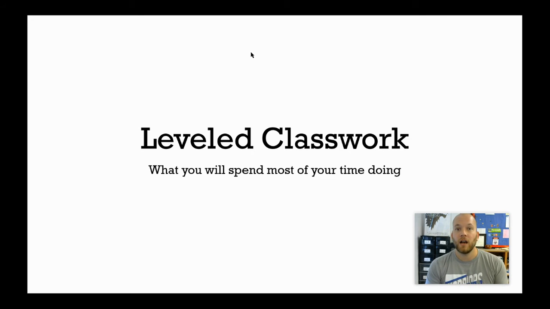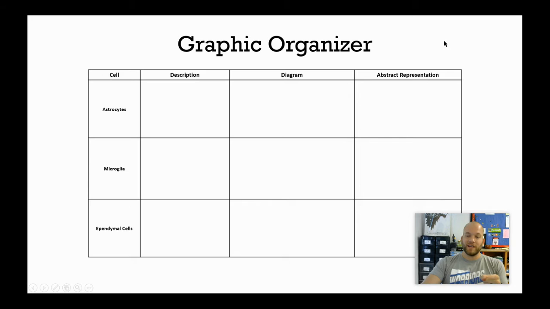Okay, now let's talk about level 2 leveled classwork in our classwork tutorial. So level 2, more often than not, is the organizing of information. Level 1 is all about gathering information out there and using it for later assignments, later tests, later quizzes, everything like that. Level 2 is about organization. So the vast majority of level 2s are going to be graphic organizers.